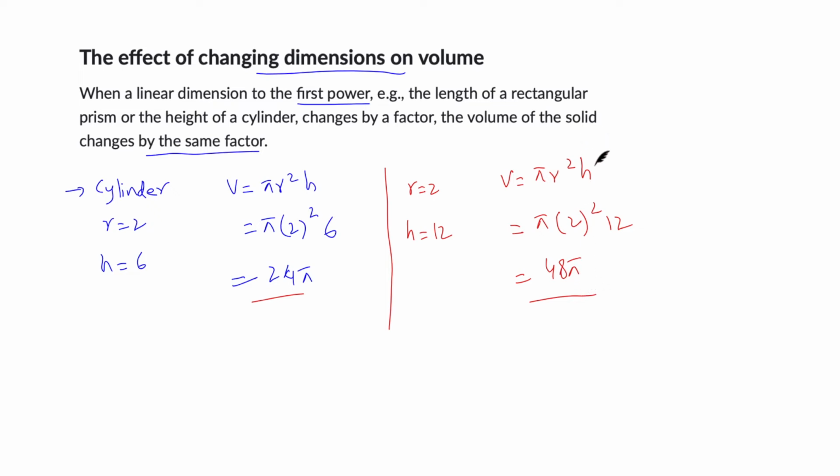Why? Because the power of h over here is 1. However, if I change the radius by a factor of 2 or 3, the volume won't change by the same factor because it's a square. Let me explain through another example.